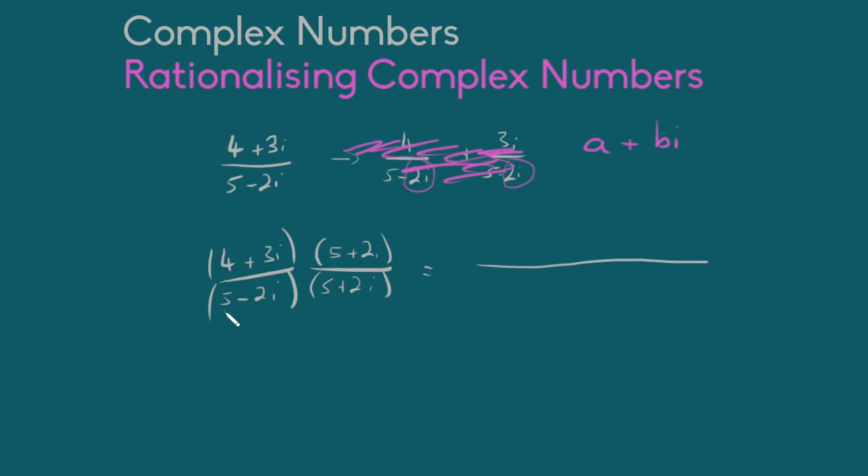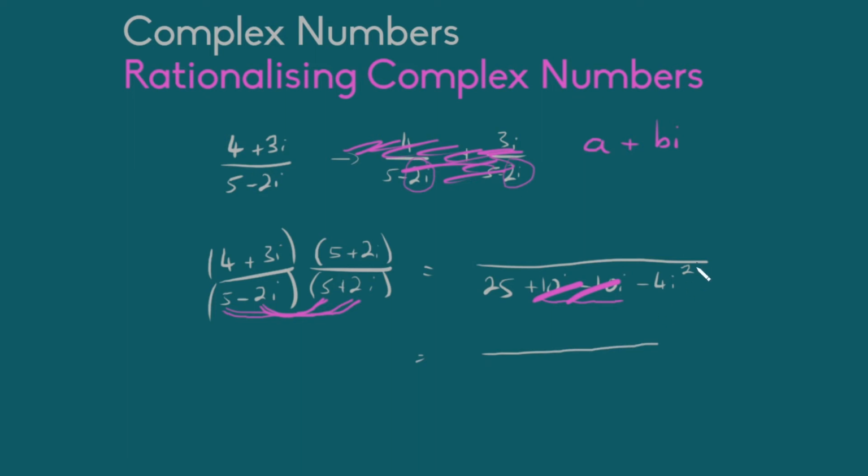So on the bottom of the fraction, we're going to get 5 times 5, which is 25. Then we're going to get 5 times 2i, so plus 10i. Then we're going to get minus 10i. And lastly, minus 2i times 2i is minus 4i squared. So hopefully you can already see this plus 10i and this minus 10i, they're going to cancel out, they're going to disappear. And this i squared is again going to become negative 1.